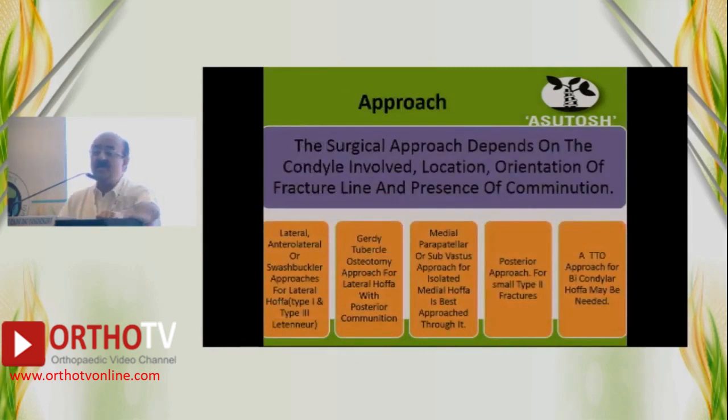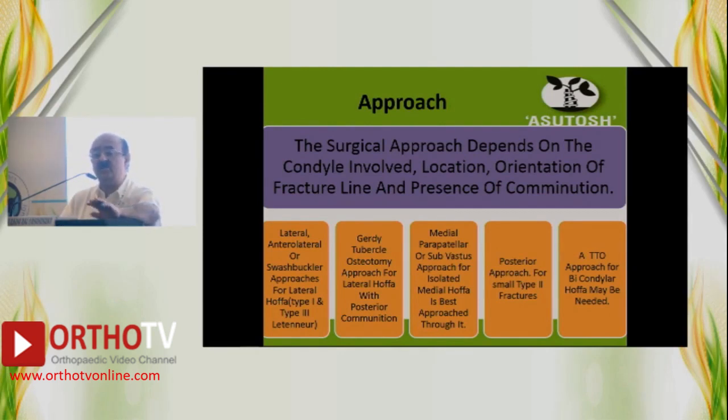For planning, the most controversial part of a Hoffa fracture is its approach. The decision making should involve the condyle involved, the location, the orientation and the amount of comminution. So if there is a lateral Hoffa, a lateral or an anterolateral approach or a swashbuckler approach is good. If there is a medial Hoffa, you could do a medial parapatellar approach or a subvastus approach if need be. For a type 2, one of the more posterior ones, a posterior approach.